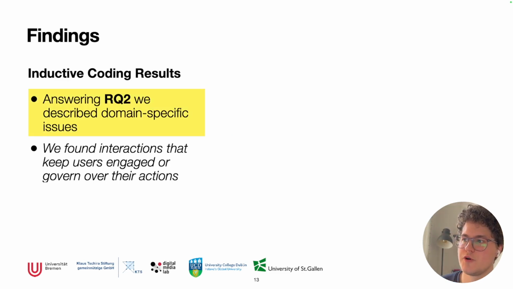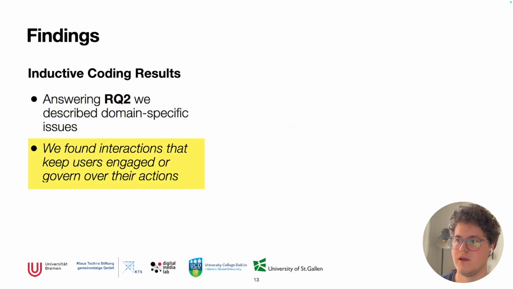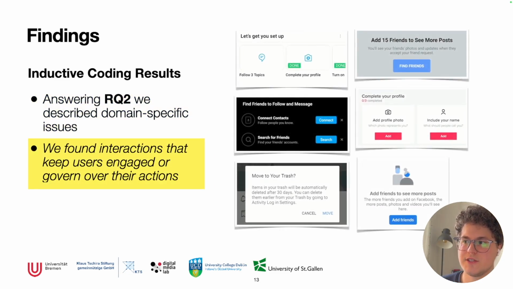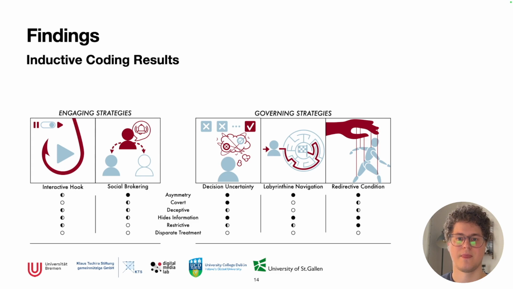Regarding the inductive coding results, we were able to answer our second research question to describe domain-specific dark patterns as well. We identified interactions that keep users engaged and govern over their actions while keeping them satisfied. In total, we identified 5 SNS-specific dark patterns under 2 broader strategies.